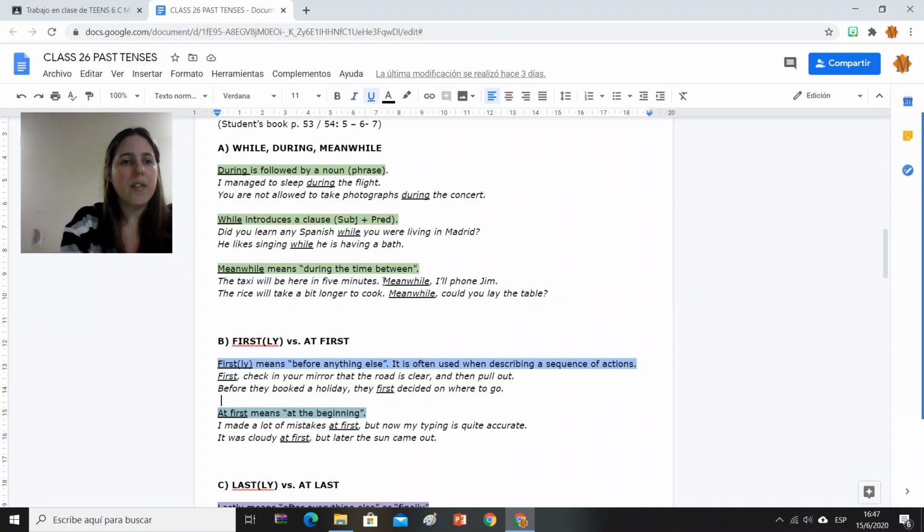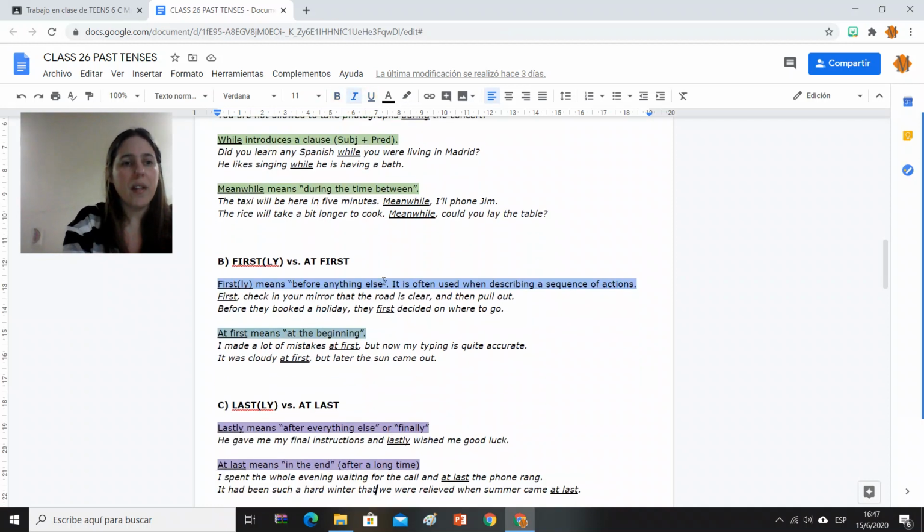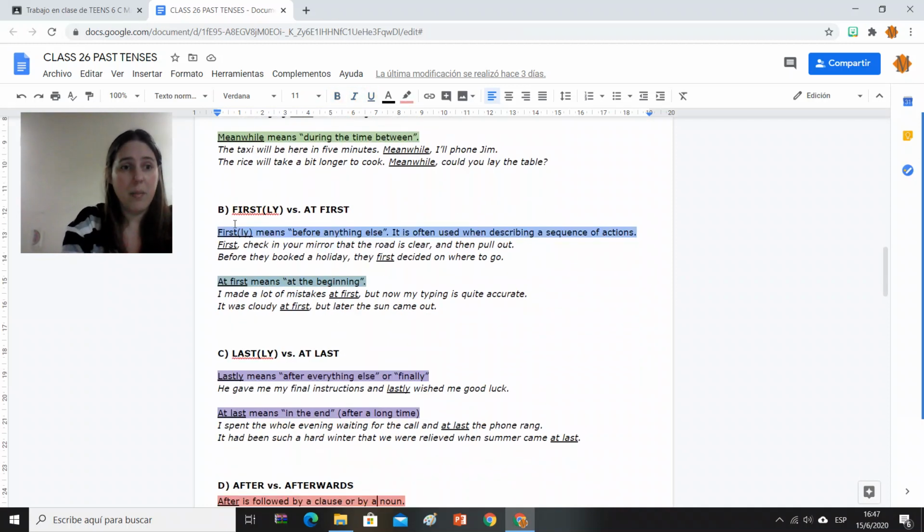Then we have firstly and at first. Firstly o first, ¿sí? Puedo utilizarlo sin ly, sin ser adverbio, means before anything else. It is often used when describing a sequence of actions. Es decir, va a encabezar lista. First, firstly. Es lo mismo que después decir second, secondly. ¿Ok? And at first means at the beginning.